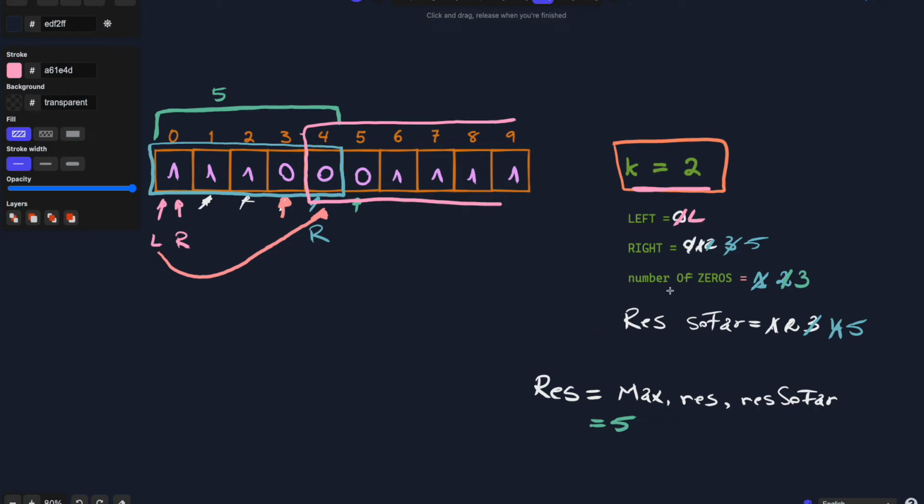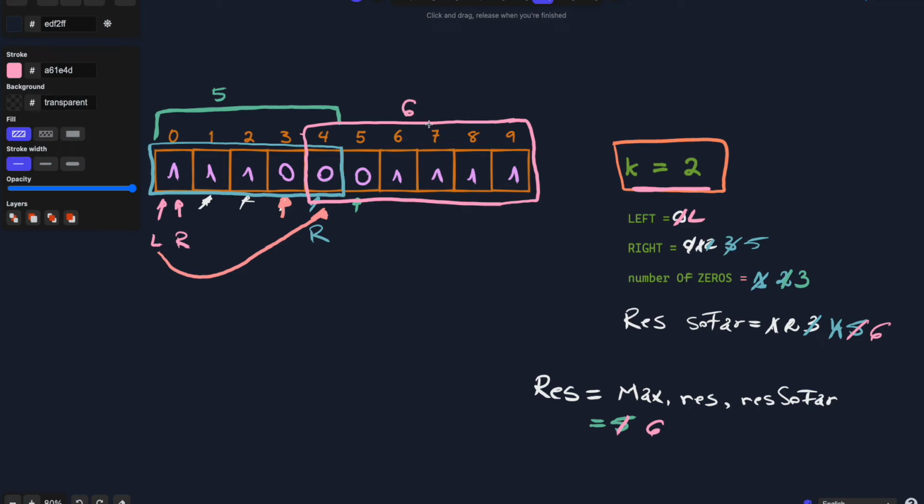If we keep incrementing our right, we're going to see that our result so far is going to become 6. And since 6 is greater than our result, we'll update our result, because we're going to consider this 0 and this one, and we have 4 ones right here.